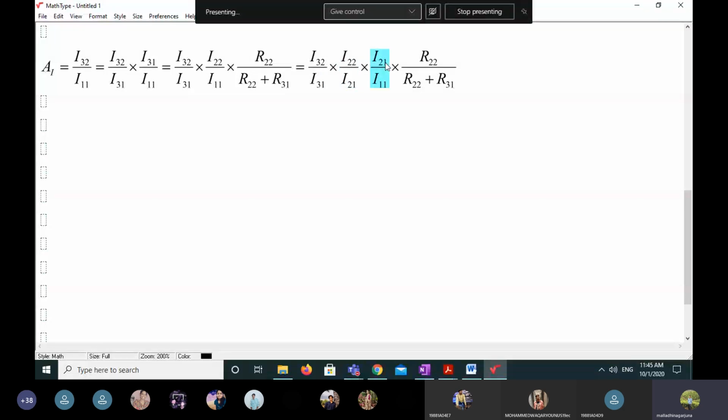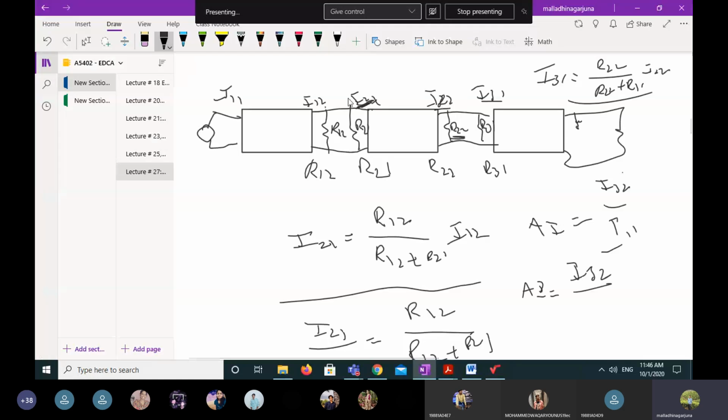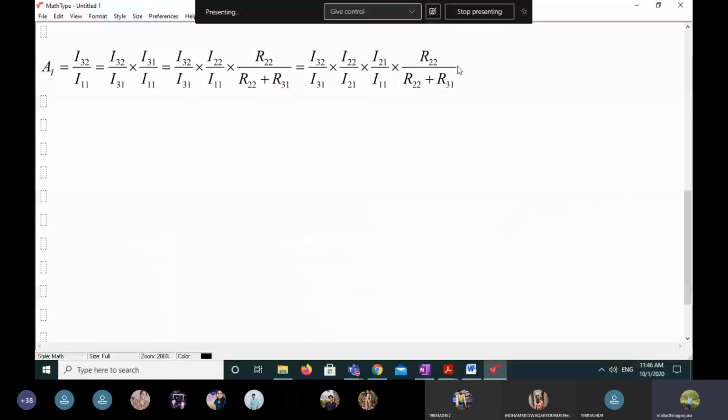In order to convert this I21 into I12, here I21 is there and I want to convert it into I12. So here we can't simply replace I21 by I12, so again the formula is there. I21 is equal to R12 by R12 plus R21 into I12. So that you have to substitute. Again here one more extra parameter will come. What is the extra parameter? R12 by R12 plus R21. Like that the current gain will be changed.